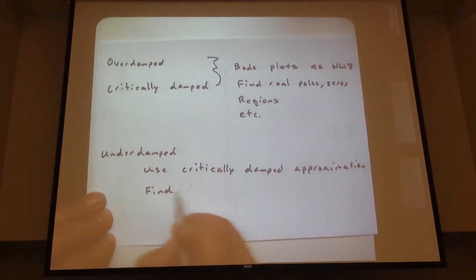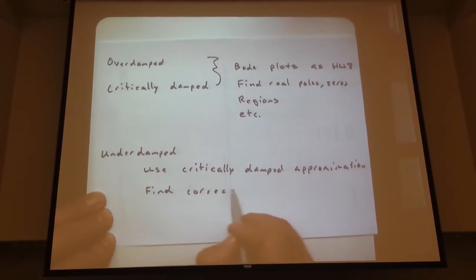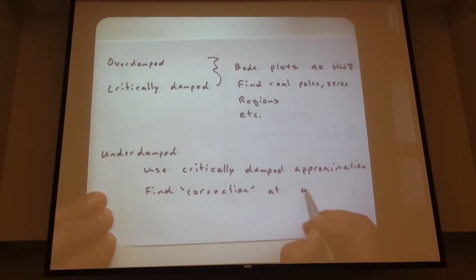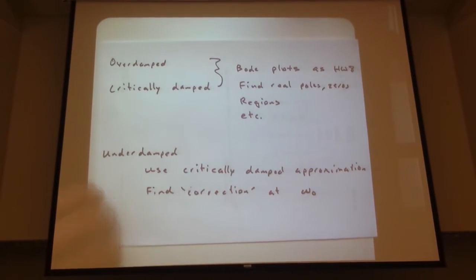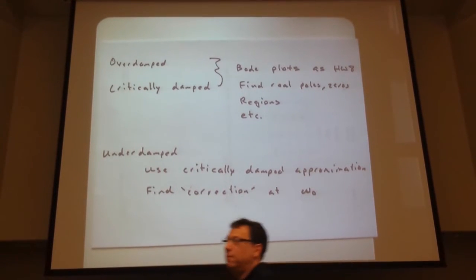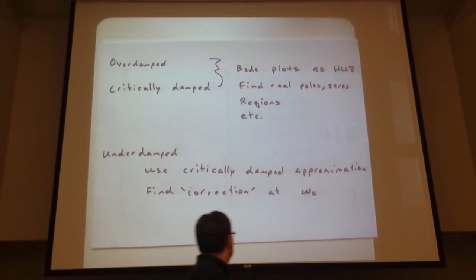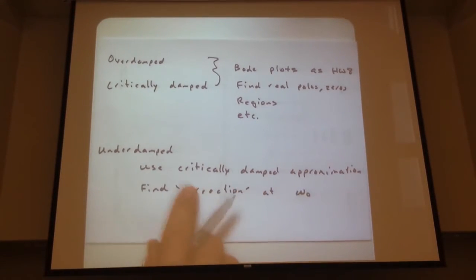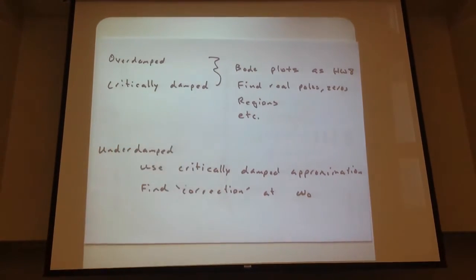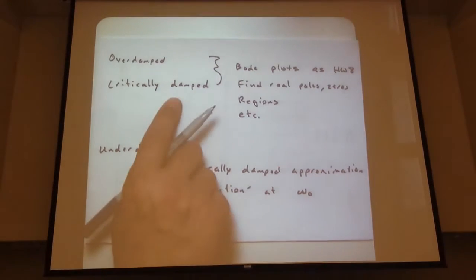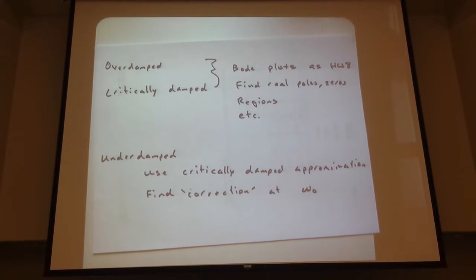Find correction at omega naught. We put quotes around correction. And so that's the fundamental difference here. As we use the critically damped approximation, we find the correction at omega naught. So we're still going to have the same, in this case, 40 dB roll off. We still have omega naught as our effective pole. And then we find the correction.